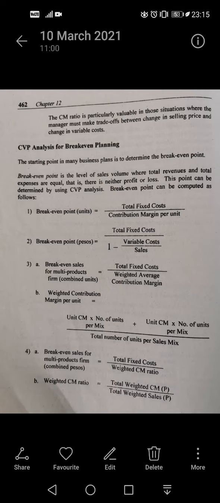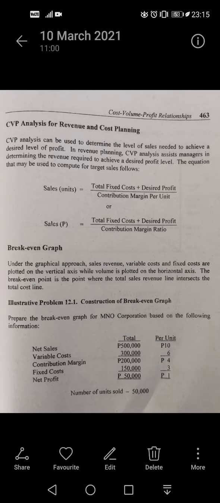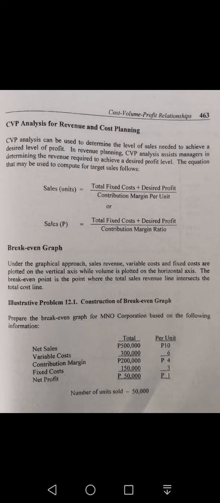Let's proceed to analysis for revenue and cost planning. CVP analysis can be used to determine the level of sales needed to achieve a desired level of profit. To get the sales units, you add the total fixed cost and desired profit, and divide it by the contribution margin per unit. Or there's another formula for sales: total fixed cost plus desired profit divided by the contribution margin ratio.